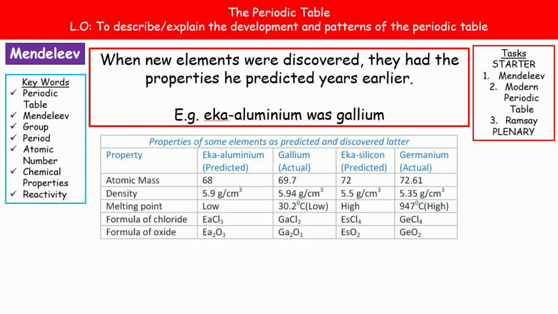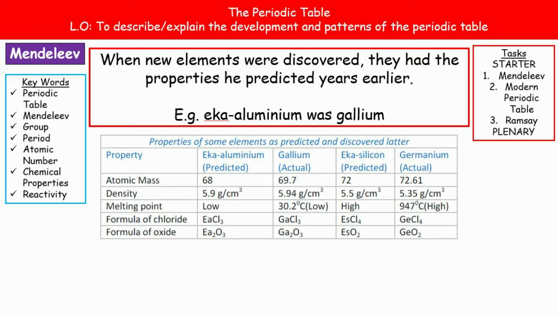And in the table at the bottom there, you can see what we've actually got are different properties down the left-hand side. And then we've got what he predicted for 2 different elements, so eka-aluminium and eka-silicon. And then what the elements actually did have when we discovered them. So eka-aluminium we know as gallium, and eka-silicon we know as germanium.